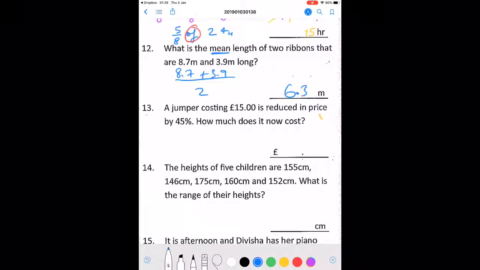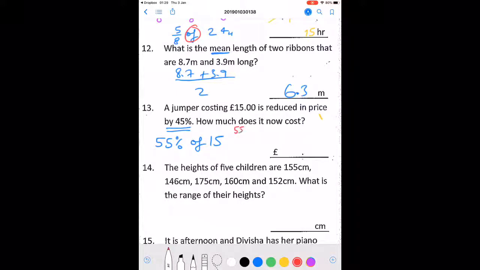Question number 13. A jumper that costs £15 is reduced in price by 45%. How much does it now cost? So if you save 45%, that means you'll be paying the rest of the 100%, which is 55%. So you've got to work out 55% of £15. We can do this in a variety of ways. Let's do it in the traditional way.